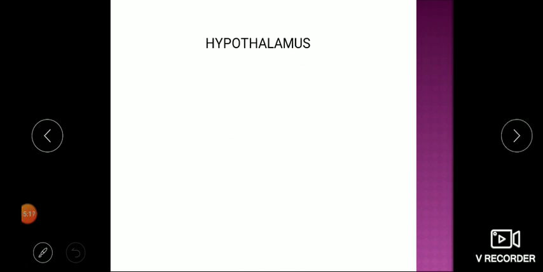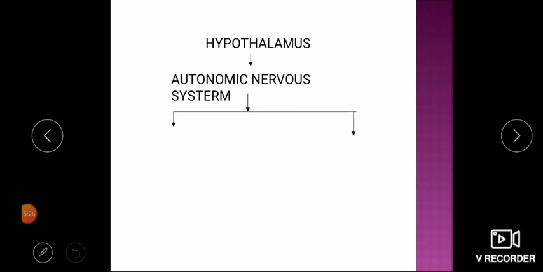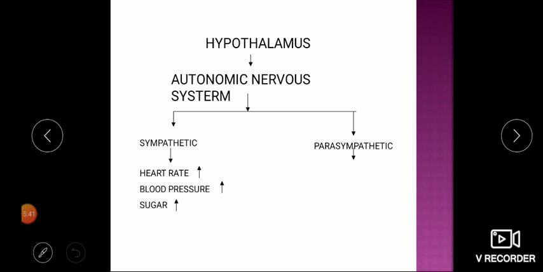Now, as we know, the hypothalamus has many vegetative functions, controlling our autonomic nervous system. It has two important branches, sympathetic and parasympathetic, functioning exactly opposite to each other. The autonomic nervous system controls the visceral organs of the body. Stimulation of the sympathetic leads to an increase in heart rate, blood pressure, and blood sugar level. On the contrary, parasympathetic stimulation leads to a decrease in heart rate, blood pressure, and blood sugar. So there is a delicate balance between the sympathetic and parasympathetic systems to control the human body.